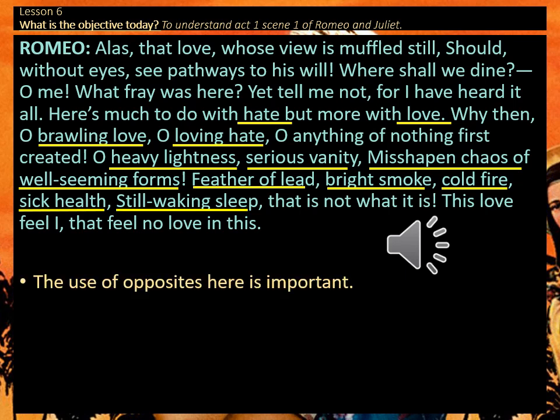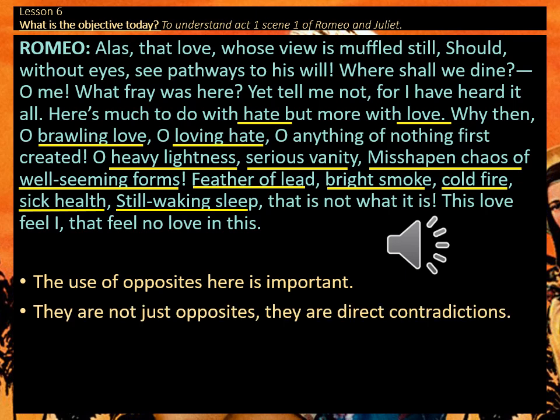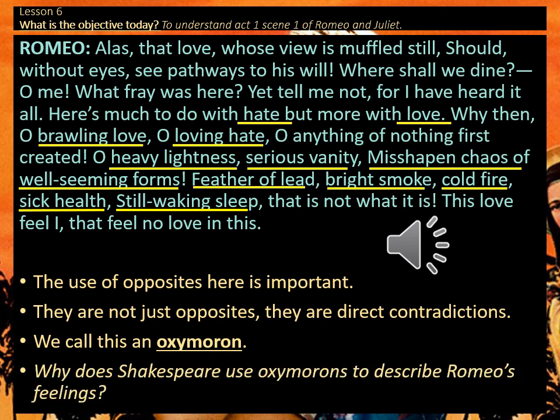They are all direct contradictions, they're not just opposites, and that's really important. So a direct contradiction is what we call an oxymoron. So loving hate is an oxymoron. Feather of lead is an oxymoron. Bright smoke, cold fire. They're direct opposites, direct contradictions. There's a conflict between them. But we need to think about why Shakespeare uses them. Why does Shakespeare use these oxymorons, these opposites, these contradictions to describe Romeo's feelings?